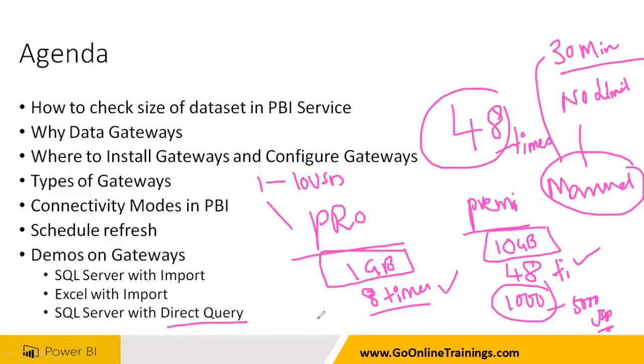So import means cached, and import is always faster. Direct query is always slower because it is not going to store any data in the columnar database of Power BI Desktop or Power BI service. So that is what you need to understand. These are a few interview questions that you have to practice. Clear?